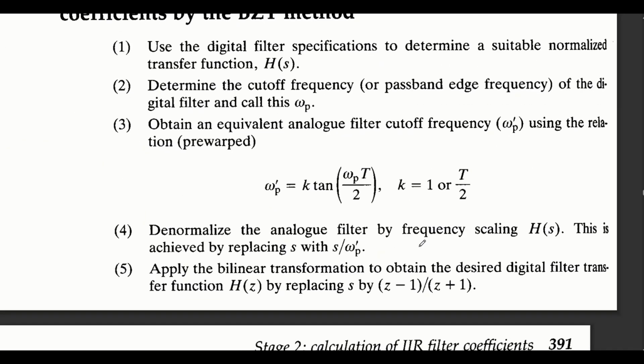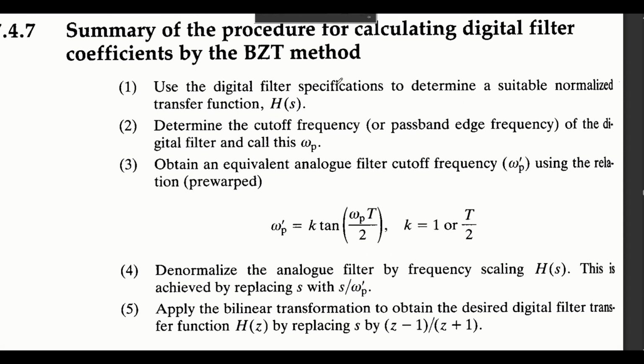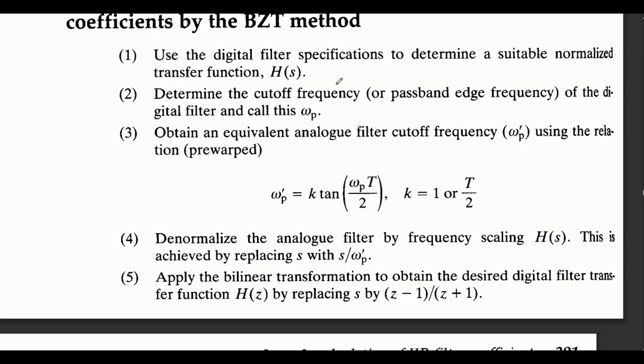So let's summarize the procedure. The whole procedure is simple, right? You are supposed to use the digital filter specification to determine the normalized transfer function. So what you are telling me is that they would give you a filter, say a bandpass or a low pass filter. Now you have to first find a suitable normalized function. Then you have to determine the cutoff frequency. You obtain the analog filter cutoff frequency as well. That is, you do prewarping. Now you denormalize with the prewarp frequency and you apply the Z transform.